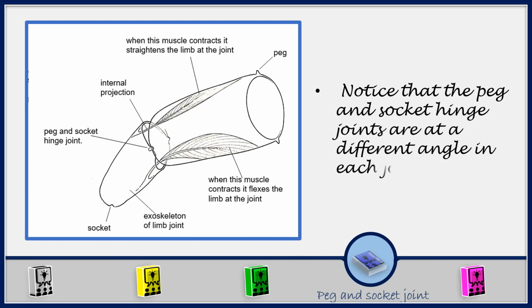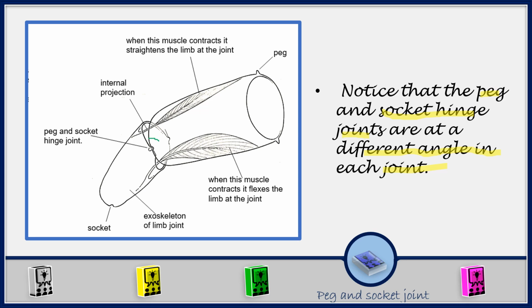Notice that the peg and the socket hinge joints are at different angles at each joint. Now let us look at this joint here.